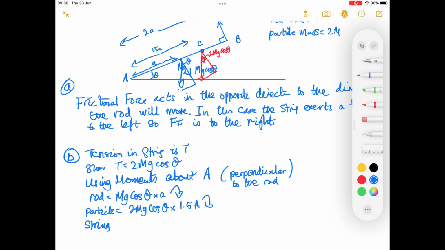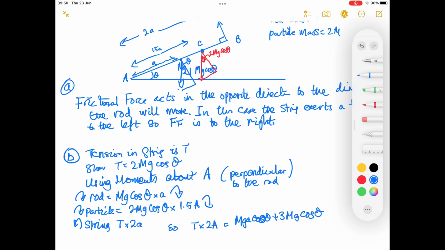So really simple. Now looking at the moments, the rod and the particle are acting in the clockwise direction, and the string anticlockwise. So if you then equate them, you get T equals... the moment for the string is T times 2a. So T times 2a equals mg cos theta times a, plus 3mg cos theta.